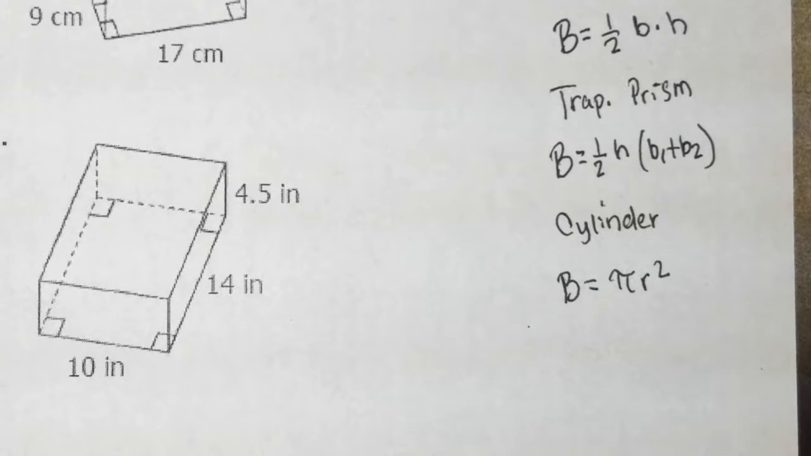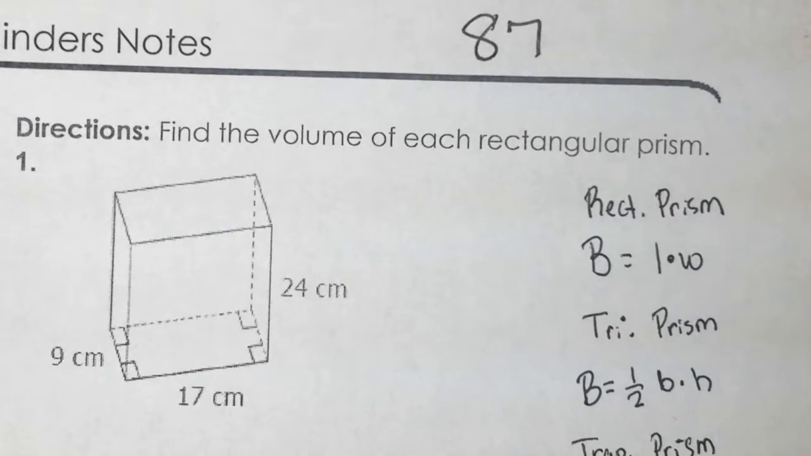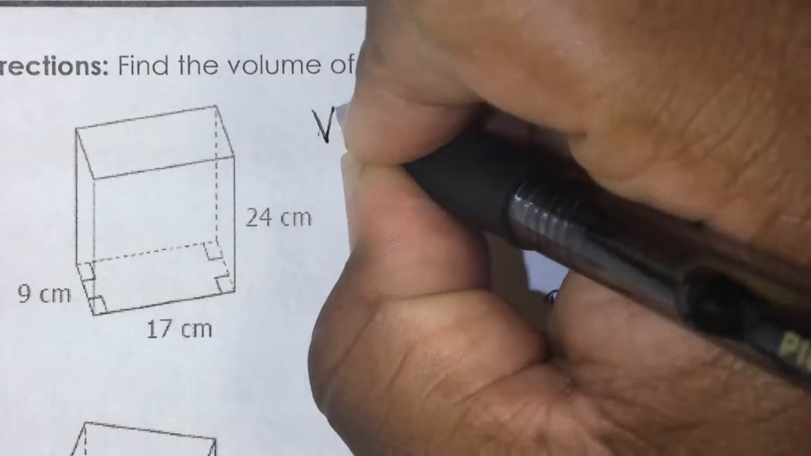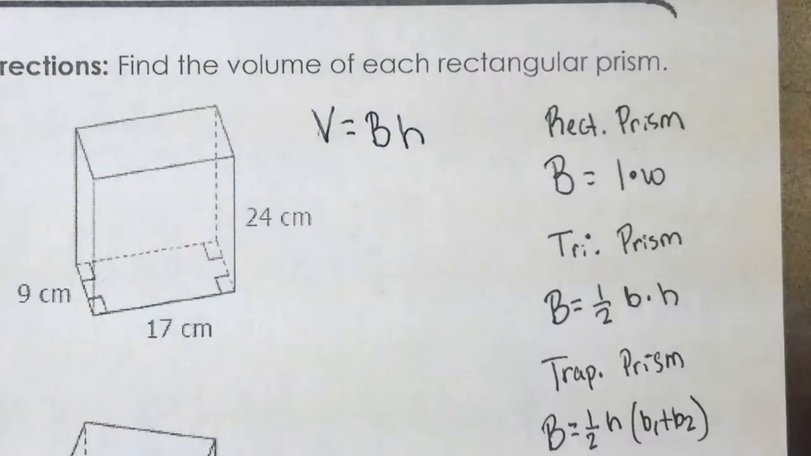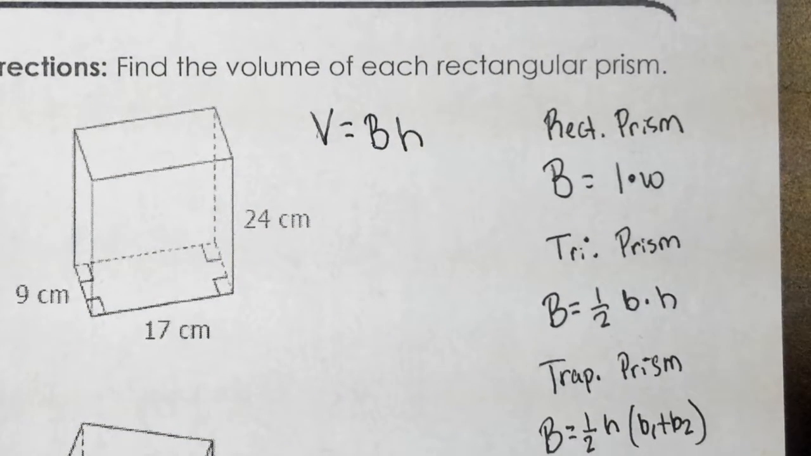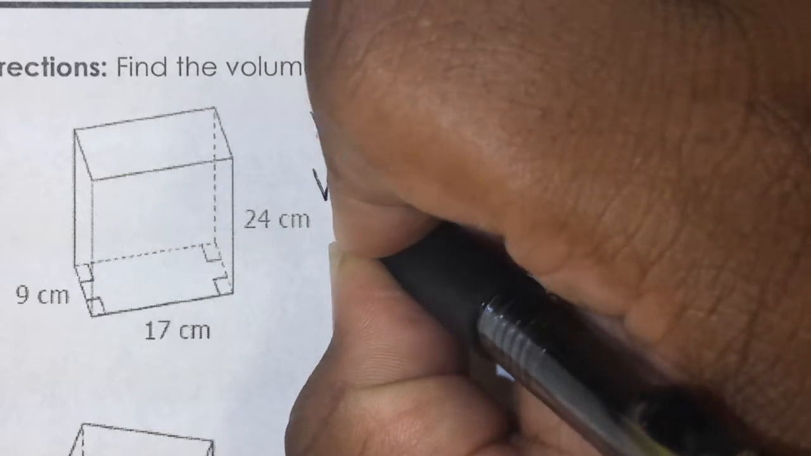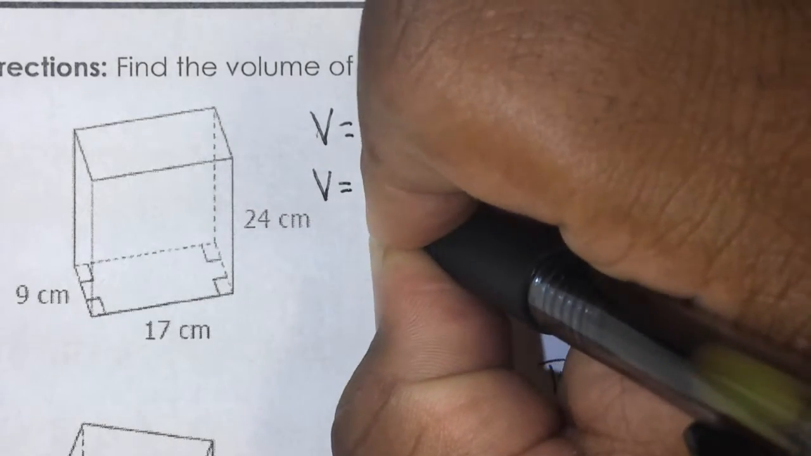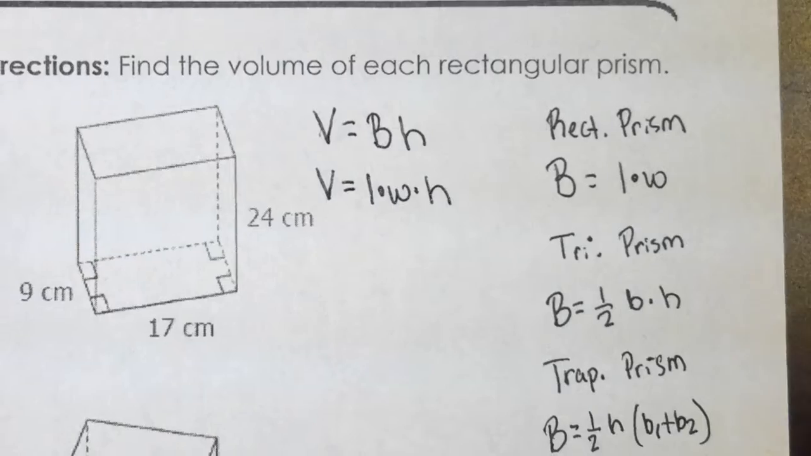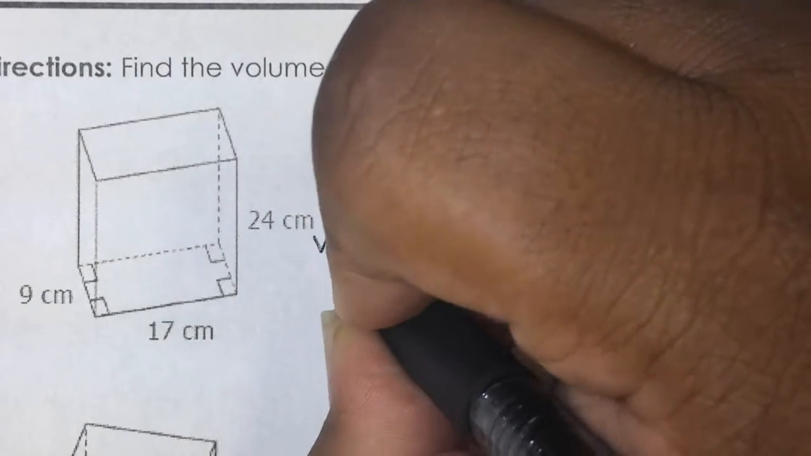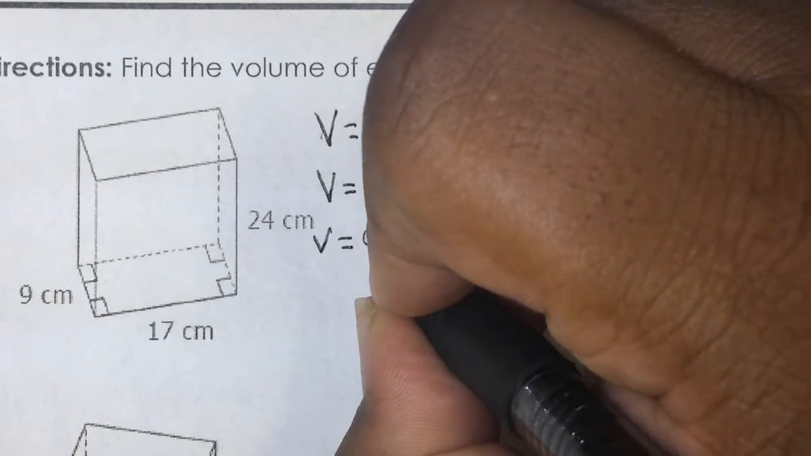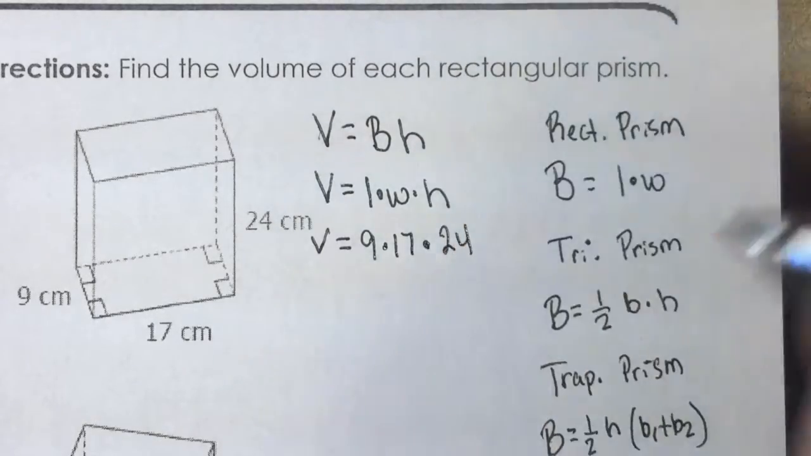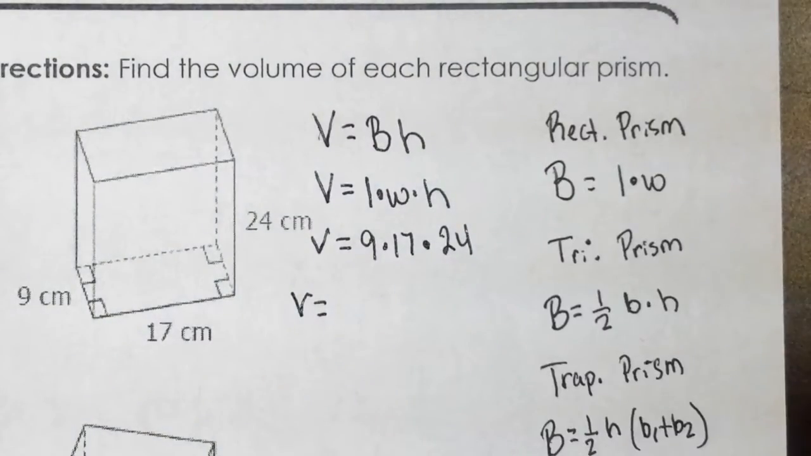Alright. So, the first two are just rectangular prisms. They want us to find the volume of each of the rectangular prisms. The first one, volume equals, and I'm going to write the original formula first, capital B times height, just so y'all can get used to seeing it and understand that we need to change it. For this one, volume equals, so our base on these are rectangles, so we need to change this to length times width times the height. And then put your numbers in. Your length and your width, 9 times 17, that'll give you the area of the base, times the height, which is 24. This will give you the full volume of the figure.